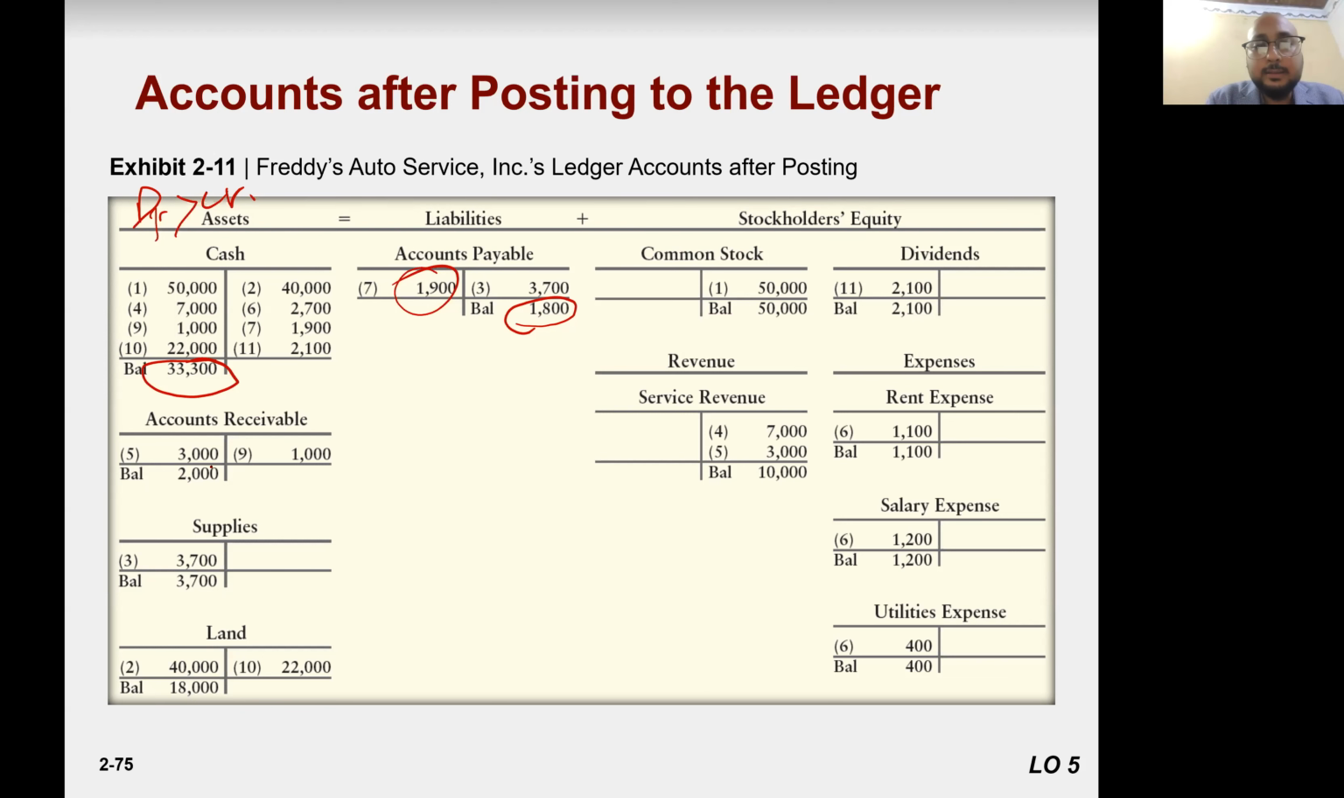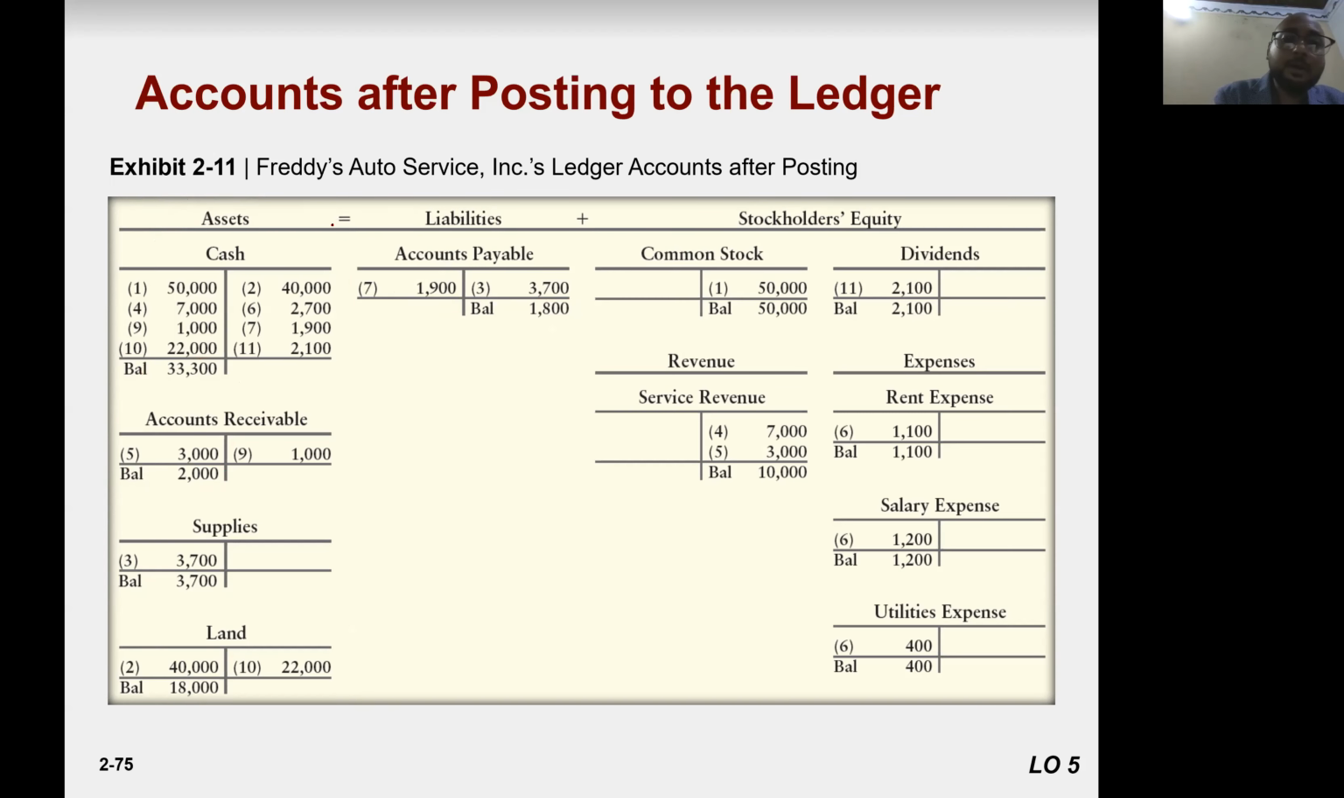Account receivable, 3,000 is greater than 1,000. How much? 2,000. So it is a debit balance here. So land 18,000 debit balance. So these are all the asset accounts. So we have written in a very nice way all the asset accounts so that we're going to confirm whether these follow the accounting equation or not.